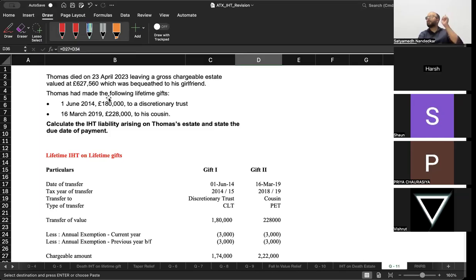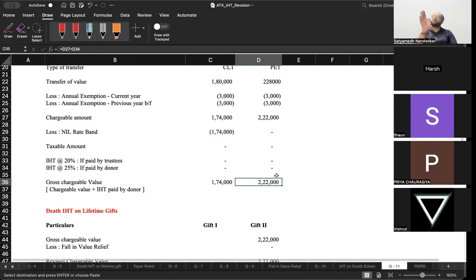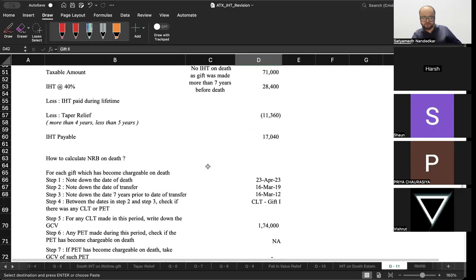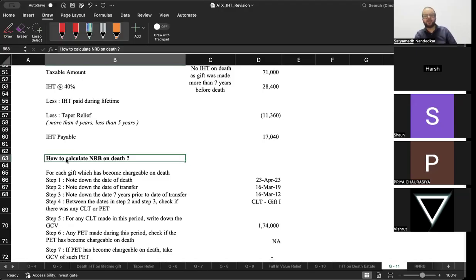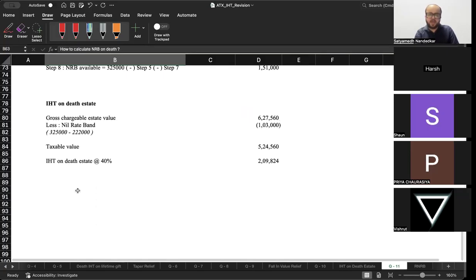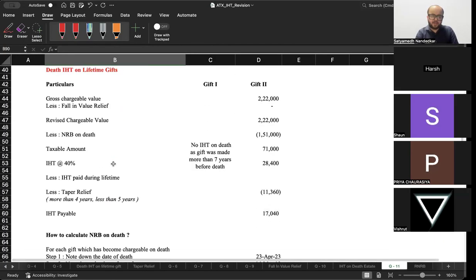First do the lifetime IHT on lifetime gifts working. In that you will find no IHT paid here and the gross chargeable estate value. Then the person died, so now do the death IHT on lifetime gifts working. You have done that. IHT payable was 17040 in case of gift 2. Now, how to calculate NRB on death? We know the procedure on how to calculate NRB on death. But how do we get IHT on death estate? IHT on death estate is gross chargeable estate value, which is 627,560, minus NRB.